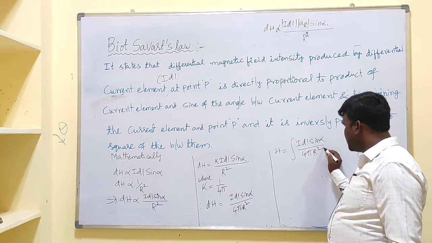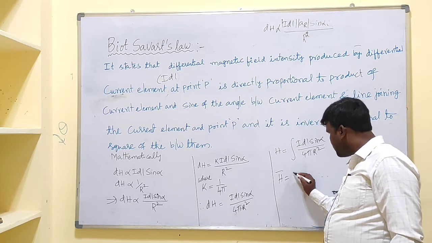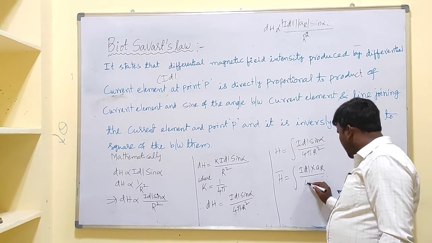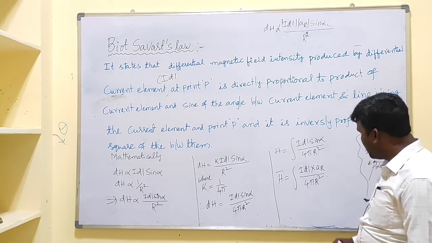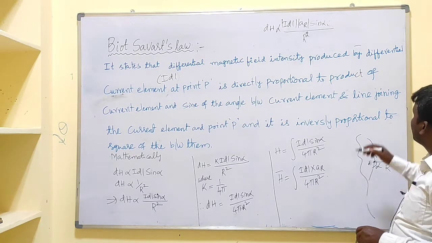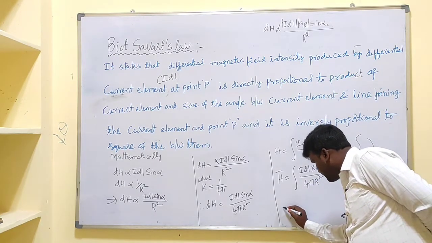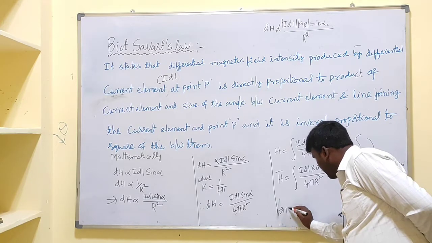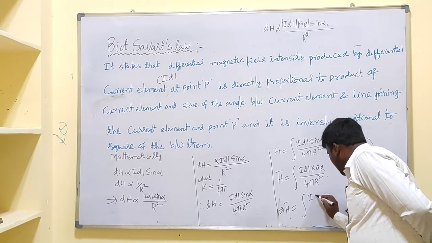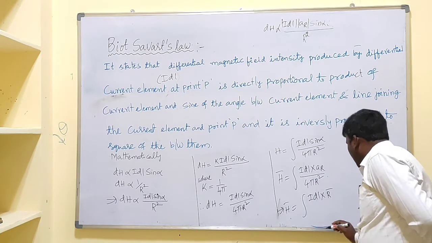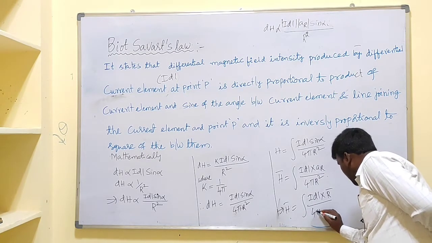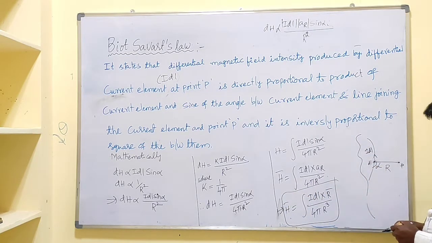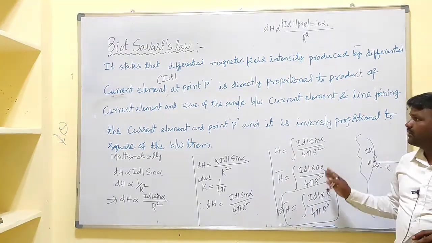As it is a vector, in vector notation it can be written as H bar equal to the integral of I dl cross a_r by 4 pi r square, where a_r is a unit vector along the r direction. a_r itself can be written as r bar by mod r. So H bar equals the integral of I dl cross r bar by 4 pi r cube. This is the expression for H from Biot-Savart's law.